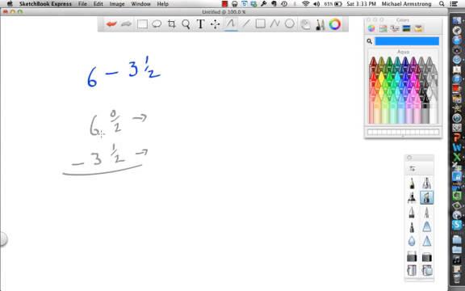So we're going to change 6 into a 5. And we take that extra one and change that into 2/2. See how 5 and 2/2 is exactly the same as 6 and 0/2? Hopefully you can see that. Minus 3 and 1/2. 2 take away 1 is 1/2, and then 5 take away 3 is 2. So 2 and 1/2 is our answer.